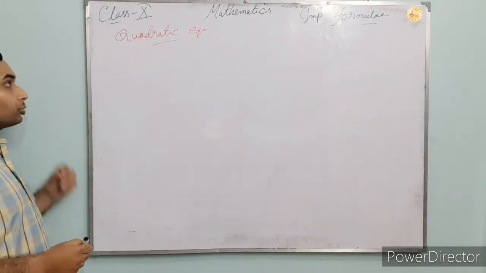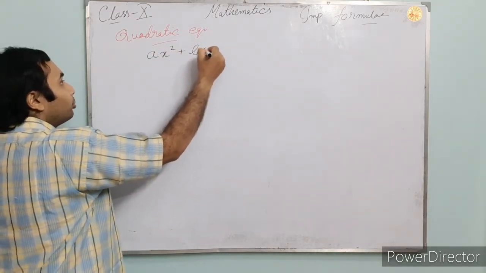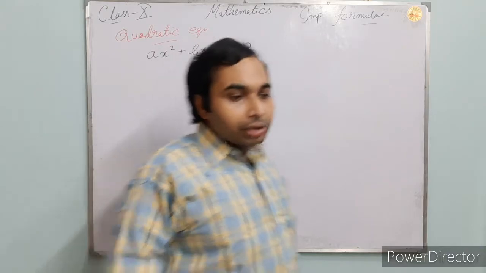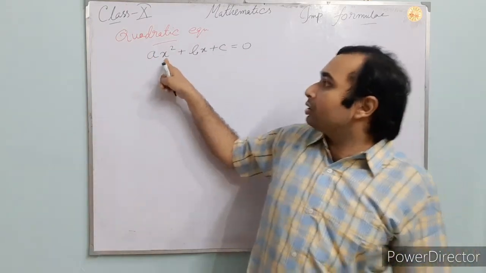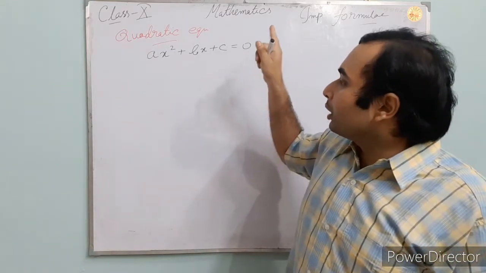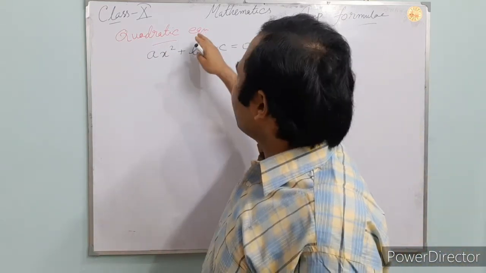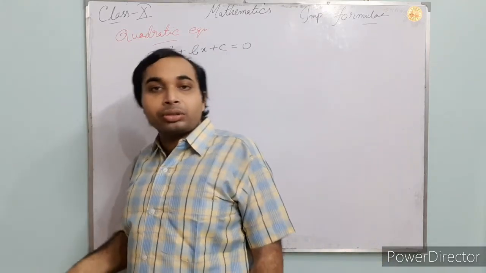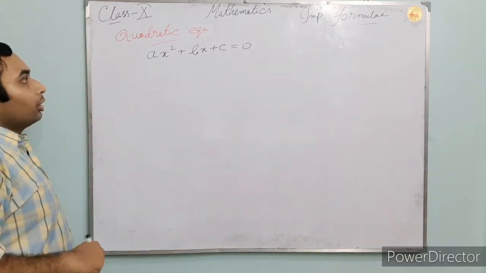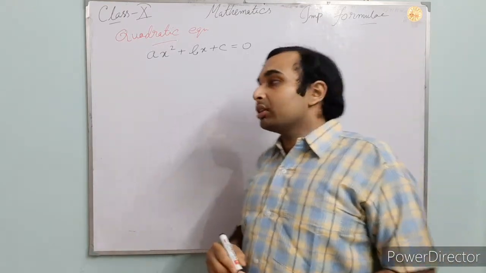The next chapter is quadratic equation. Actually, you know the quadratic equation looks like ax square plus bx plus c equals 0. The highest degree of the polynomial is 2, so obviously 2 roots will be there. Roots mean the values of x which satisfy this equation. You can say quadratic equation or polynomial: for the polynomial the zeros are used, and for the equation the roots are used. Same thing.